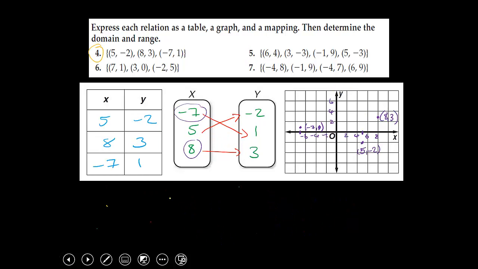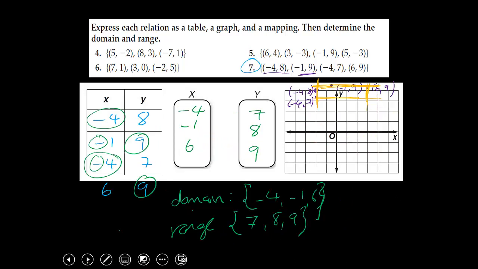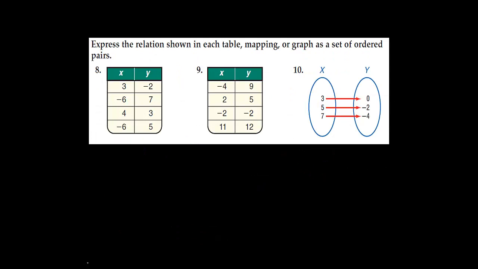Okay? Domain and range for question 3. Last one. In this question, they are giving you the relation in a different format, and they want you to answer by giving the ordered pairs. So our first one is a table, and this is simple. So if we do question 8, remember it's easy to go from an ordered pair to a table. So in the same way, it's easy to go from a table to an ordered pair.